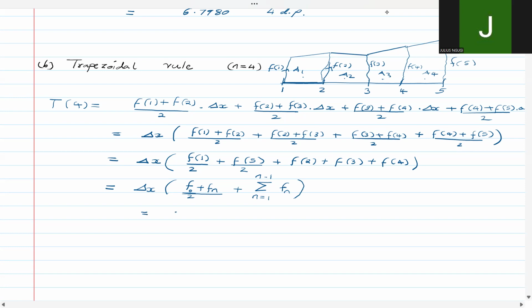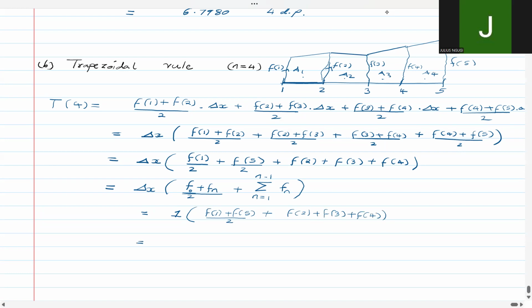So the spacing in our question was 1. The first point, f at 0, is f at 1, so f at 1, plus the last one, f at 5, divided by 2, plus all the others, f at 2, plus f at 3, plus f at 4.